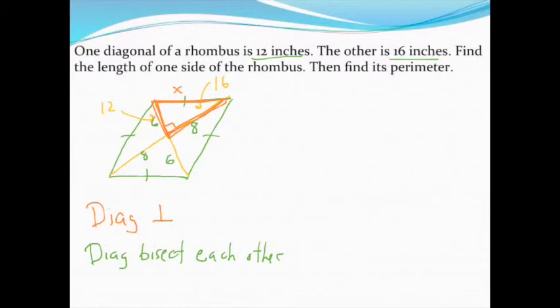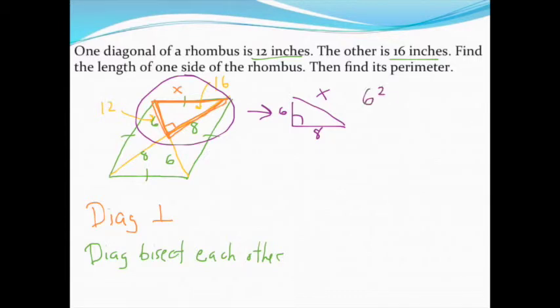And so what I want to do is just look at that one right triangle at the top, and work with this using Pythagorean theorem. So let me redraw that over here. So there's my right angle. The shorter side was 6, the longer leg was 8, and then the hypotenuse, or the side of the rhombus, is the side I'm trying to find, x. So this is really just a Pythagorean theorem question. So let's set up 6 squared plus 8 squared, and put that equal to x squared.